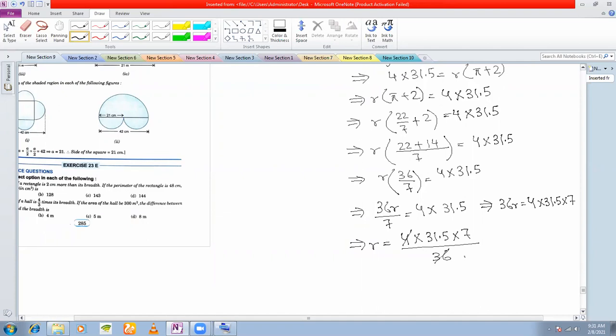We'll find it out. Cancel with 9. Will this cancel with 9? Yes, this will also cancel. 9, 3, and 9, 5. So 3.5 into 7. So the radius is 3.5 into 7, which comes to 24.5 centimeter. So this is how we work out this problem.